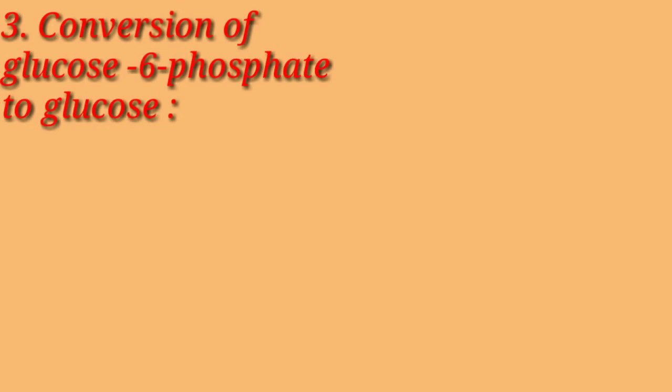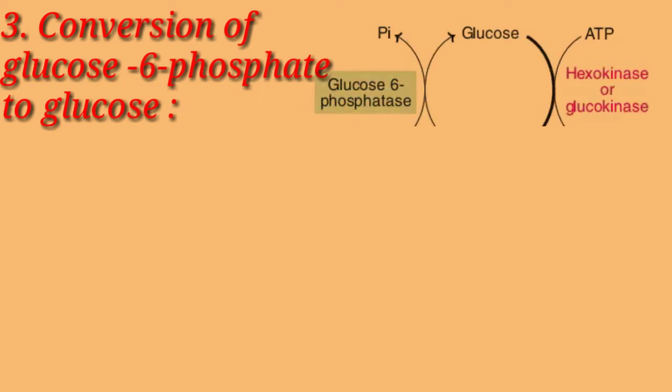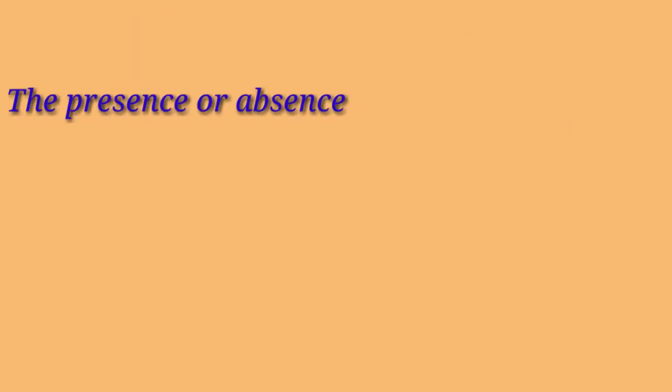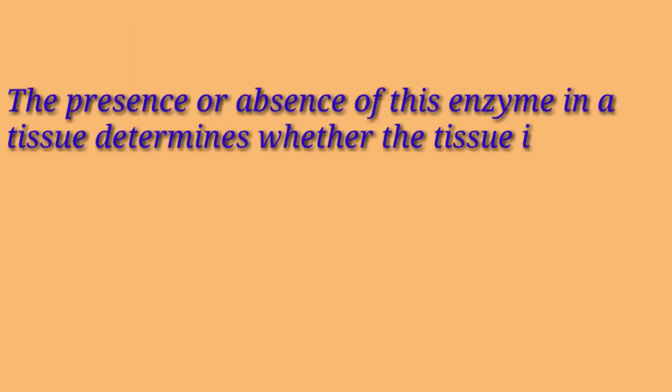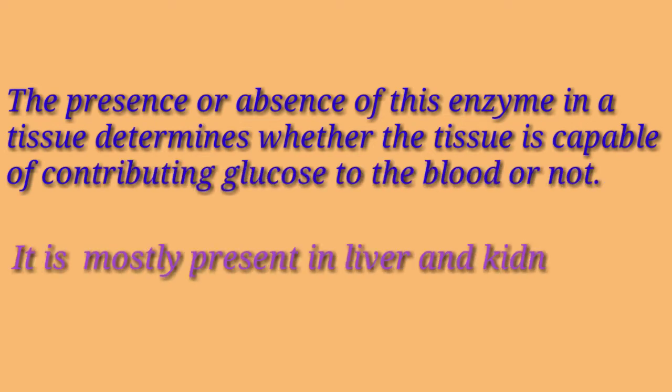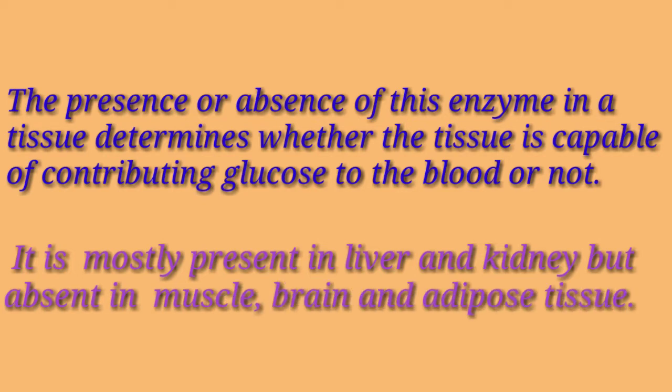Third step is conversion of glucose 6-phosphate to glucose. Glucose 6-phosphatase catalyzes the conversion of glucose 6-phosphate to glucose. The presence or absence of this enzyme in a tissue determines whether the tissue is capable of contributing glucose to the blood or not. It is mostly present in liver and kidney, but absent in muscle, brain, and adipose tissue.